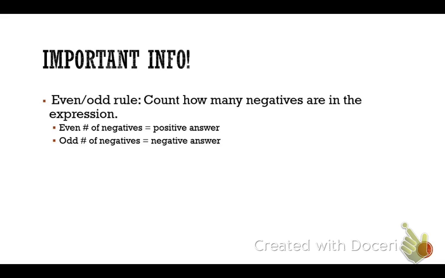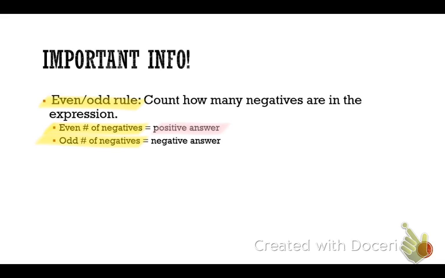All right, so we need to know our rules. How do we know what the sign of our answer is going to be? It's what we call the even-odd rule: you count how many negatives are in the expression. Notice I didn't say how many numbers. I said how many negatives are in the expression. If there is an even number of negatives, do we know what even means? 2, 4, 6, 8. Then it's a positive answer.